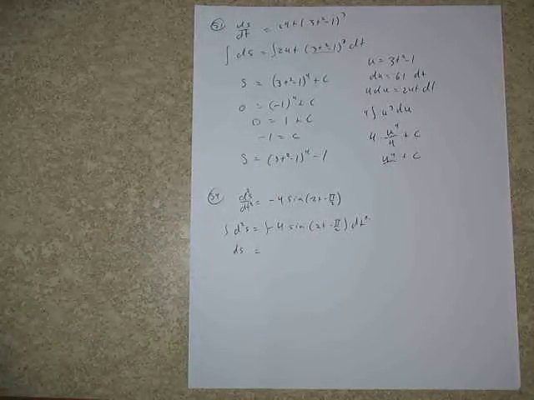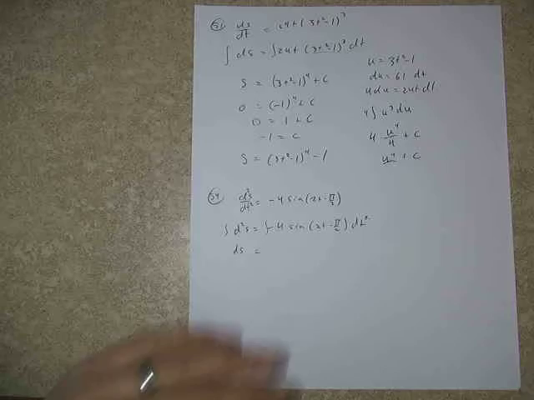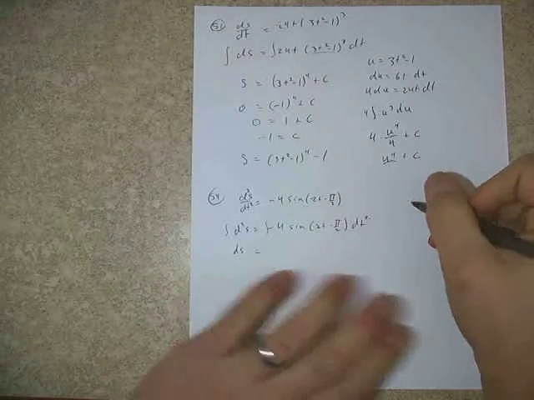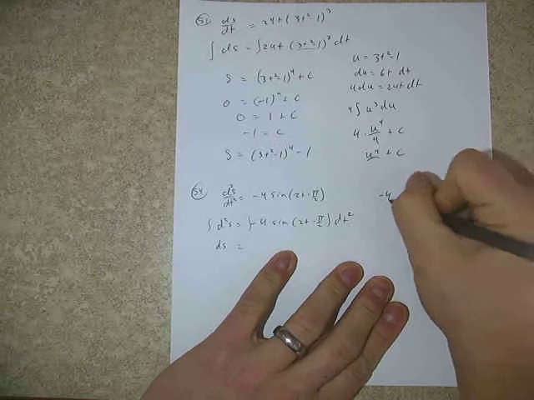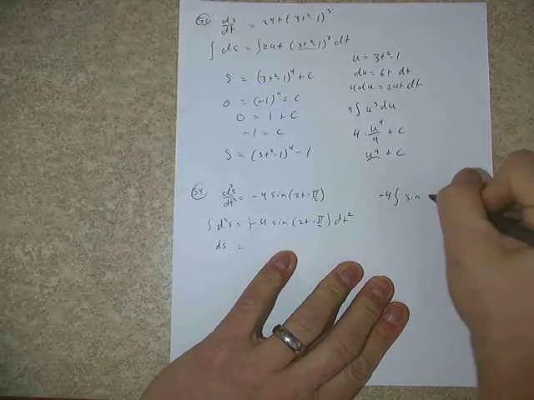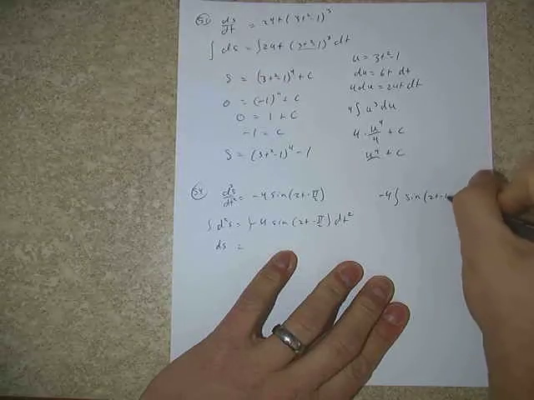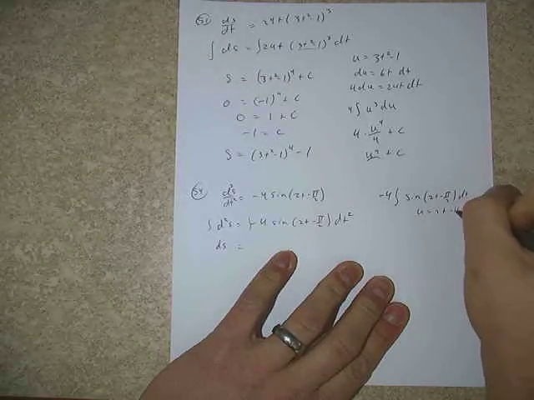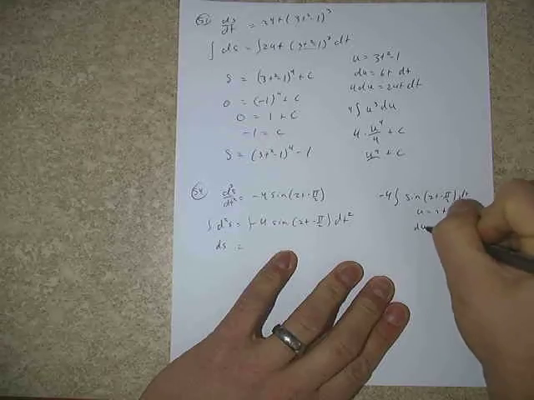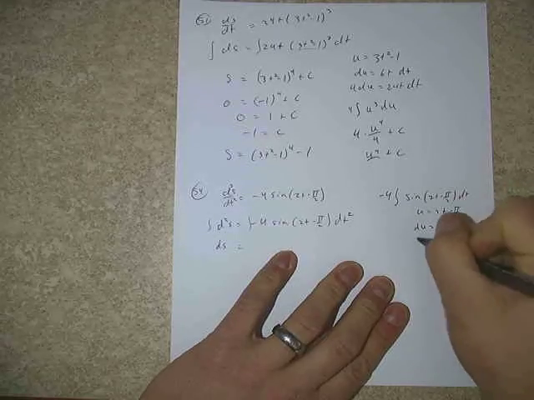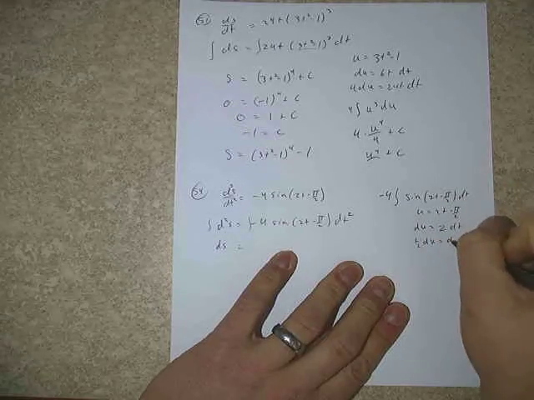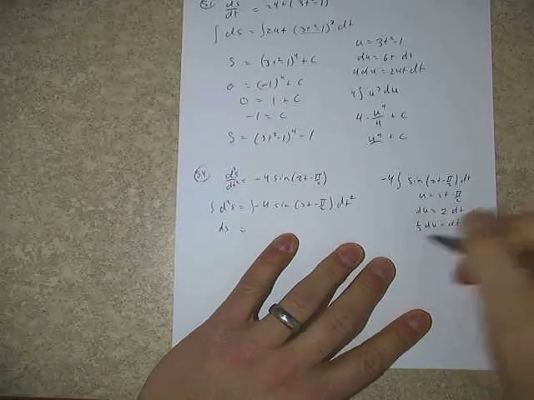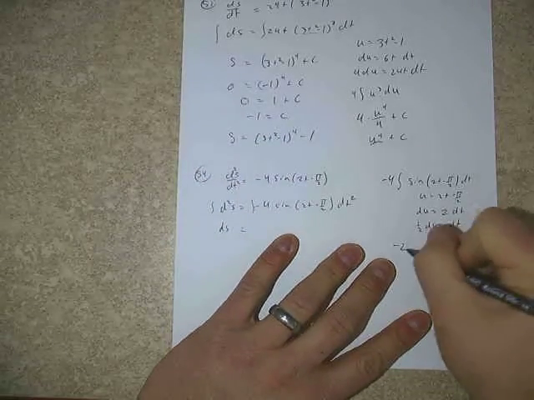So in terms of integrating here, if we did our u substitution, we'd get negative 4 out in front, sine of 2t minus pi over 2 dt. If we u substitute that, we get du equals 2 dt, so half du equals dt, and therefore we could take the half out in front and get negative 2 out in front.